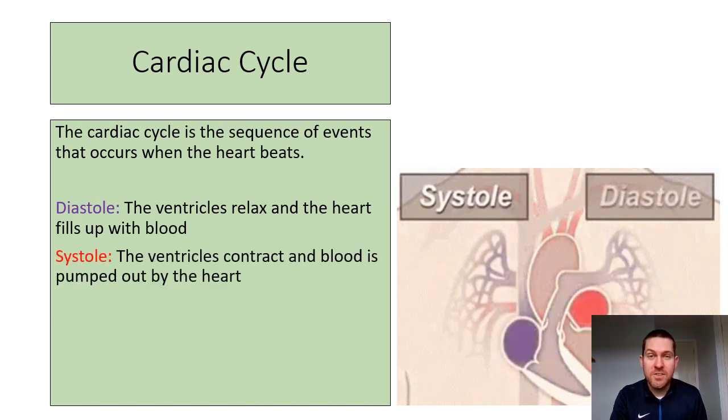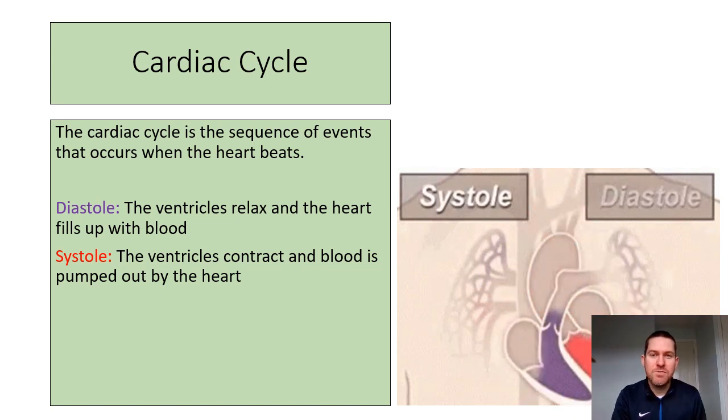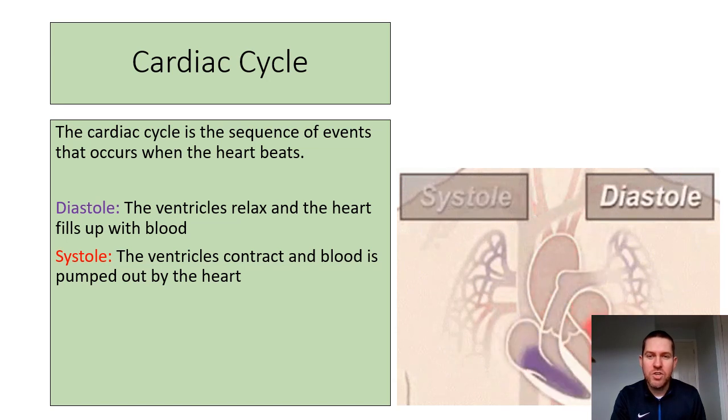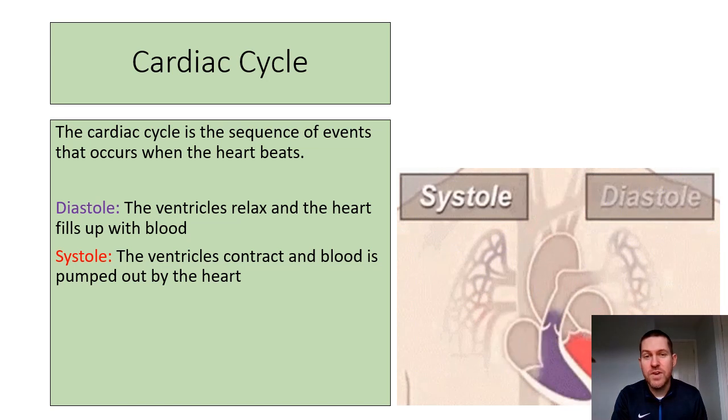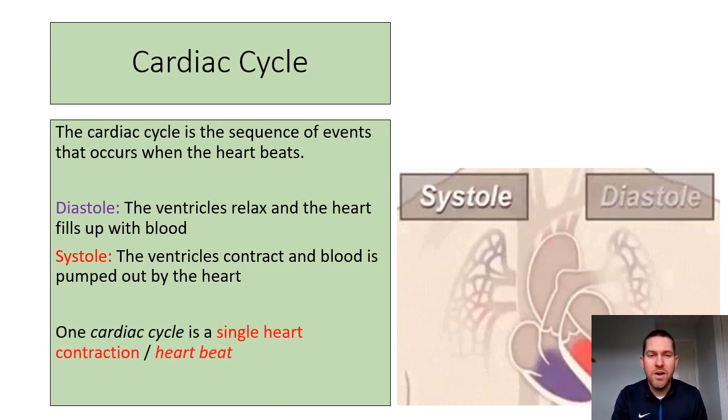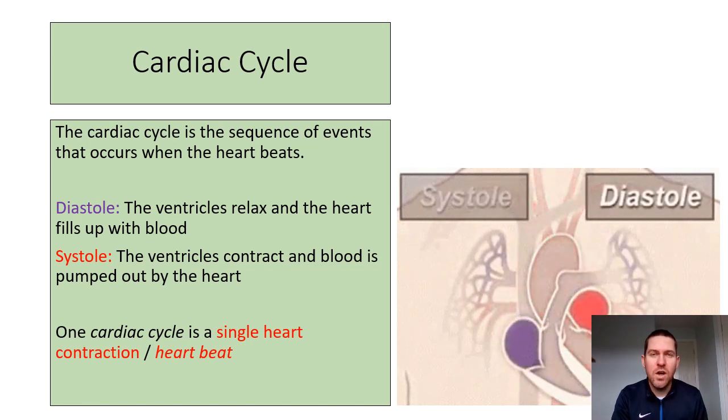Systole is the opposite. So this is now where the heart actually beats, it contracts. This is where it pumps out and moves the blood out of the heart. And you should be able to see that through the diagram there. It's the second phase, the lower chambers, which are now moving that deoxygenated blood back to the lungs and the oxygenated blood to the different body tissues, the different working muscles around the body. So as it says there, systole is the ventricles contracting and the blood is pumped out by the heart. So one cardiac cycle refers to a single heart contraction or a single heartbeat.